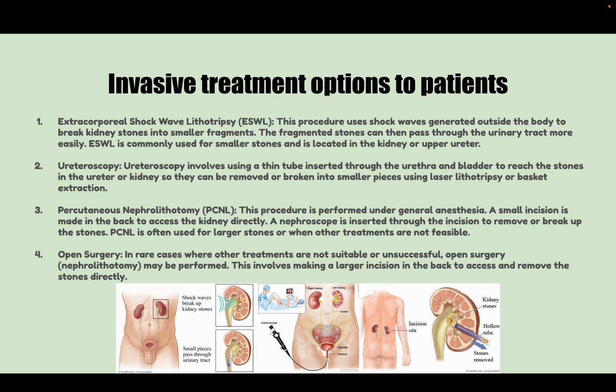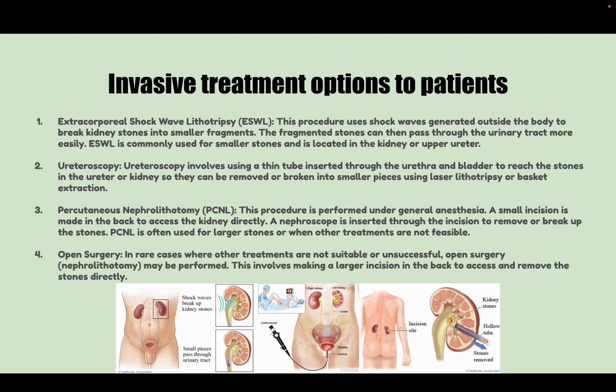The stones can be removed or broken into smaller pieces using laser lithotripsy or basket extraction. Percutaneous nephrolithotomy. This procedure is performed under general anesthesia. A small incision is made in the back to access the kidney directly. A nephroscope is inserted through this incision to remove or break up the stones. PCNL is often used for larger stones or when other treatments are not feasible. As you can see in the third picture, they're making incisions on the back.